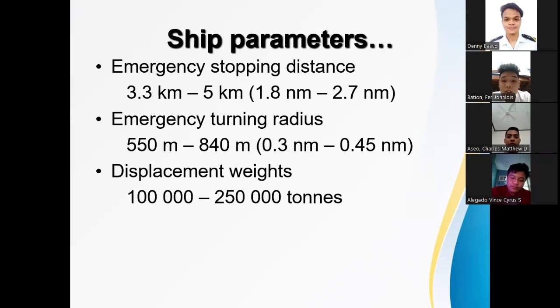Emergency stopping distance, 3.3 kilometers to 5 kilometers, or 1.8 nautical miles to 2.7 nautical miles. Emergency turning radius, 550 meters to 840 meters, or 0.3 nautical miles to 0.45 nautical miles. Displacement weights, 100,000 to 250,000 tons.